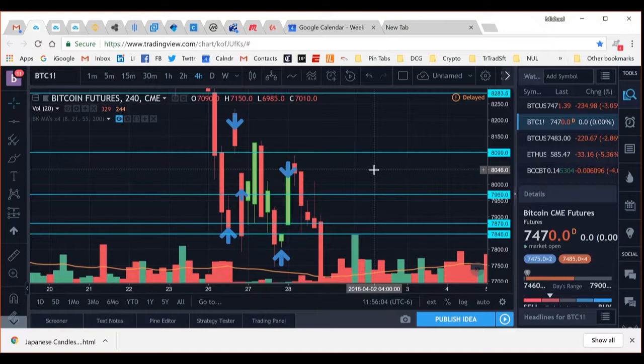I just wanted to show you something that, as far as I know, I haven't seen anybody else pointing out in terms of the gaps with the futures.